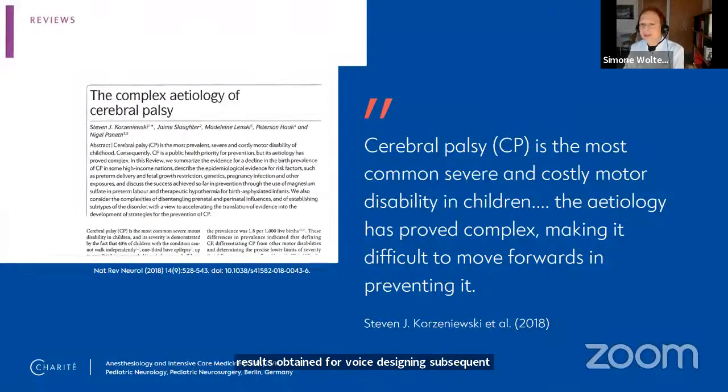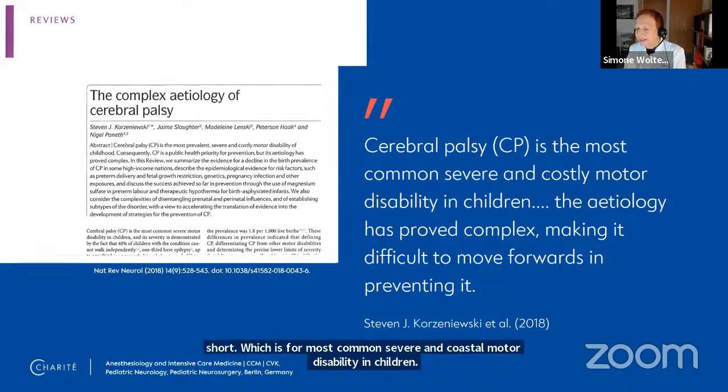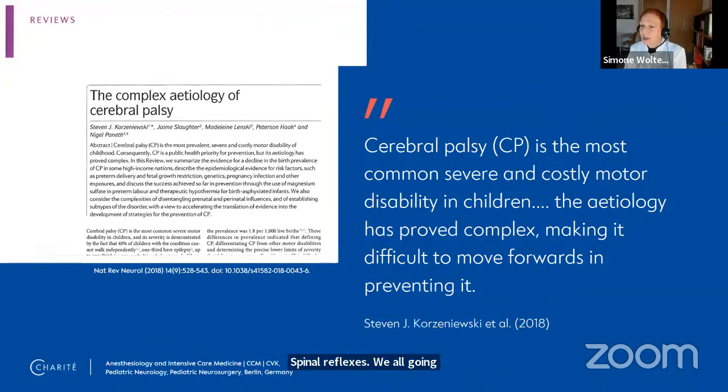So, a few words now about cerebral palsy, or CP for short, which is the most common severe and costly motor disability in children. Spinal reflexes reorganize, producing hyperreflexia, muscle overactivity, and spasticity. The etiology has proven complex, making it difficult to move forward in preventing it.